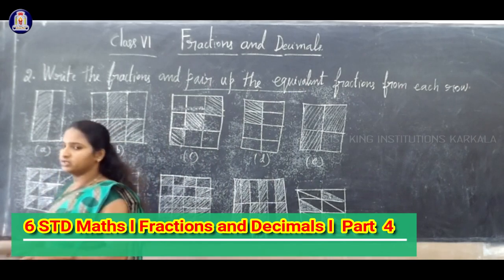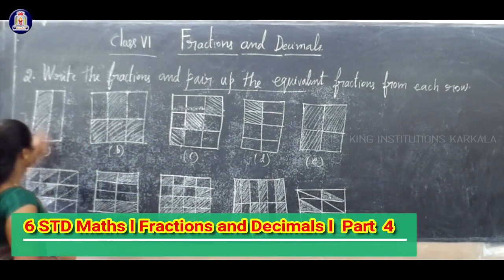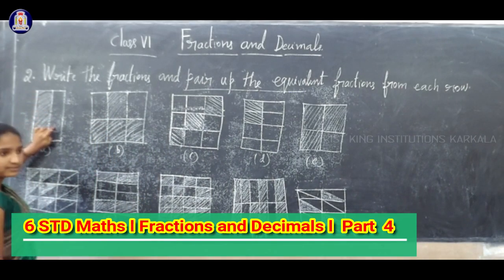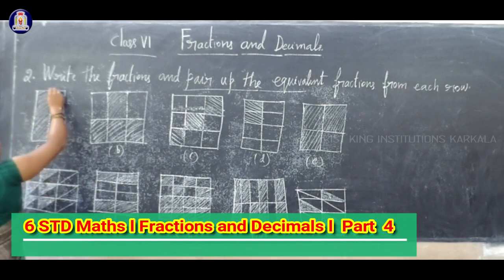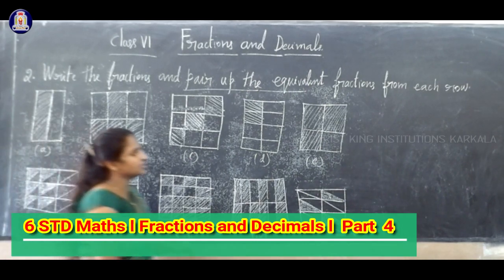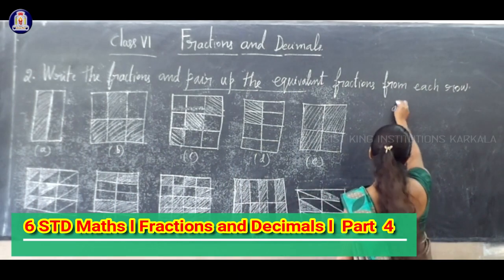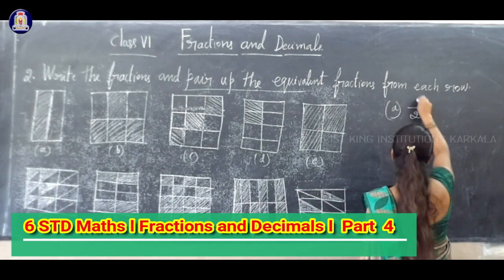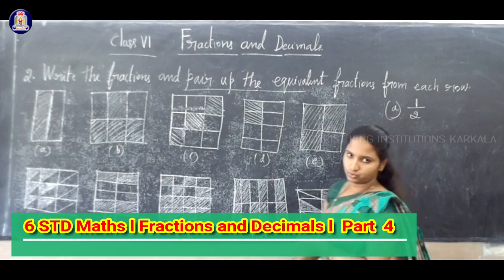Clear? The first figure, if you observe this figure, there are two parts. This line divides a rectangle into two equal parts, right? So there are total two parts. In that one part is shaded. So this is what fraction? Total 2, in that one is shaded. So 1 by 2 is the fraction.